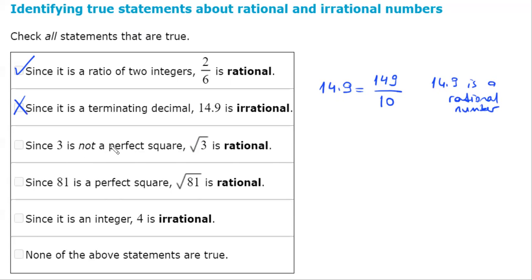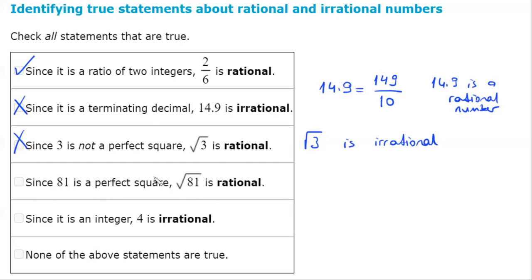Since 3 is not a perfect square, root 3 is irrational. Let's remember, if this number is a perfect square, then that is a rational number, but it is not a perfect square. Root 3 is actually a number between 1 and 2, but it is a decimal, but it is non-repeating and it is non-terminating. Okay, there is no pattern after the decimal point, and we cannot write root 3 as a fraction. So that means root 3 is irrational, so it is false.